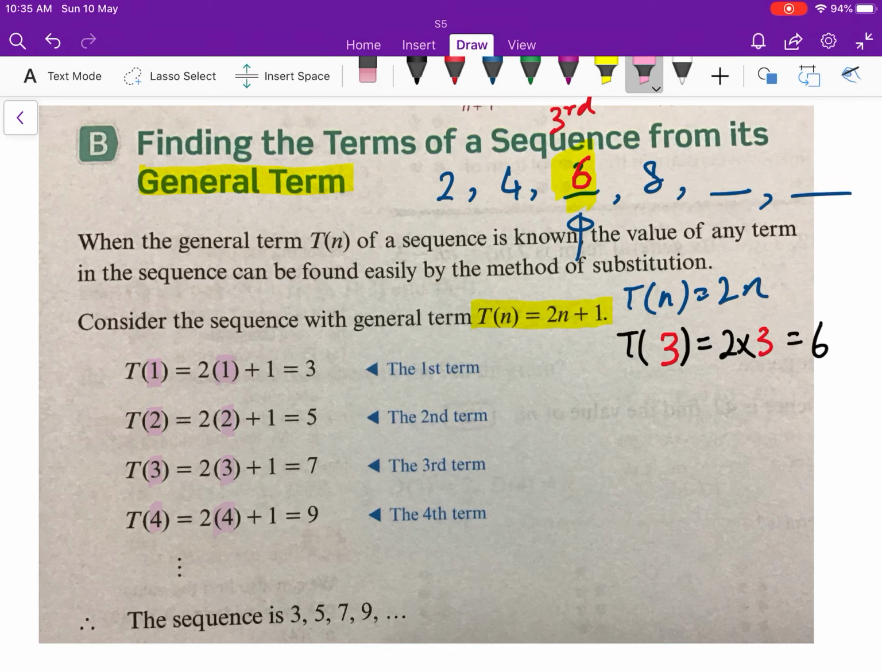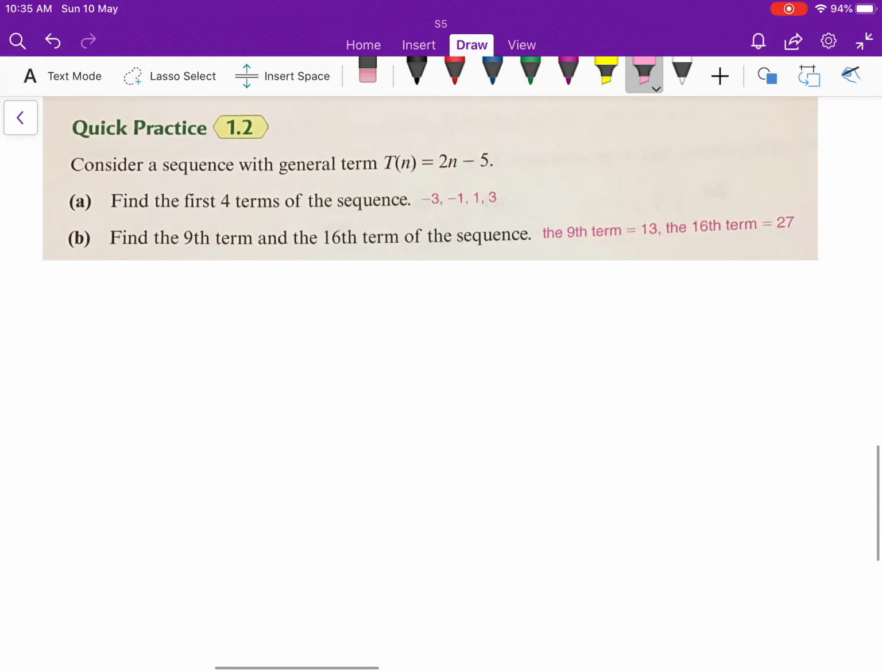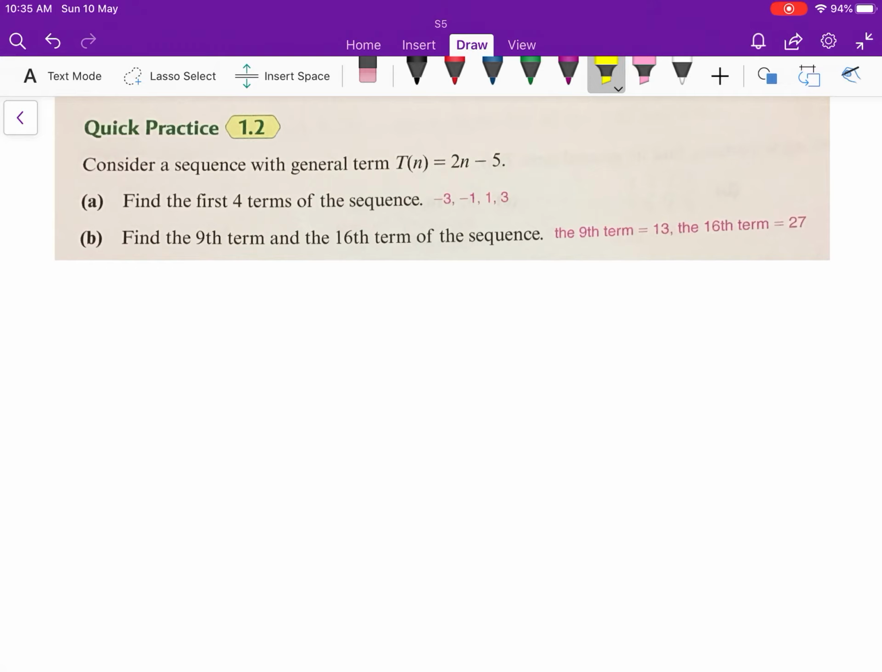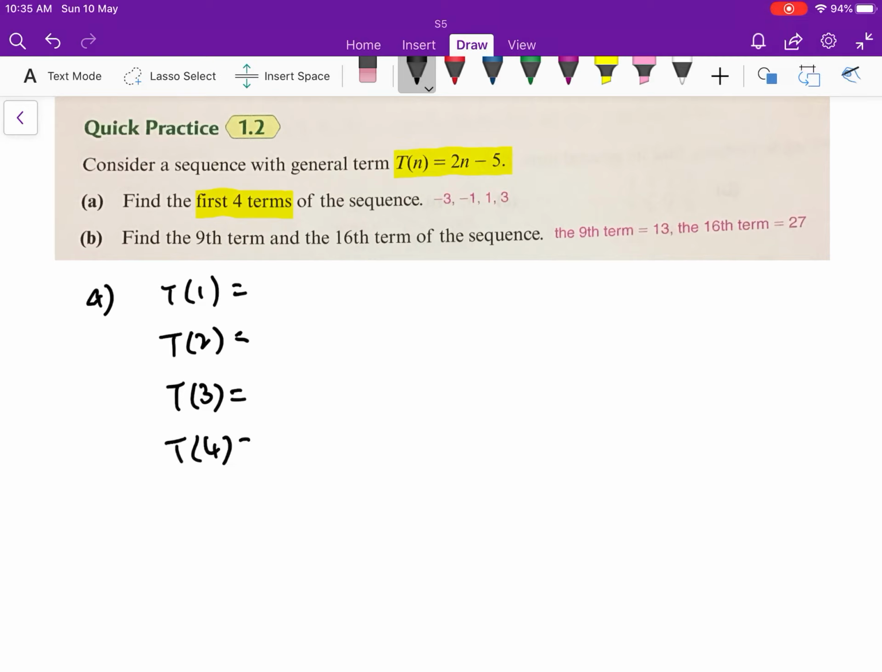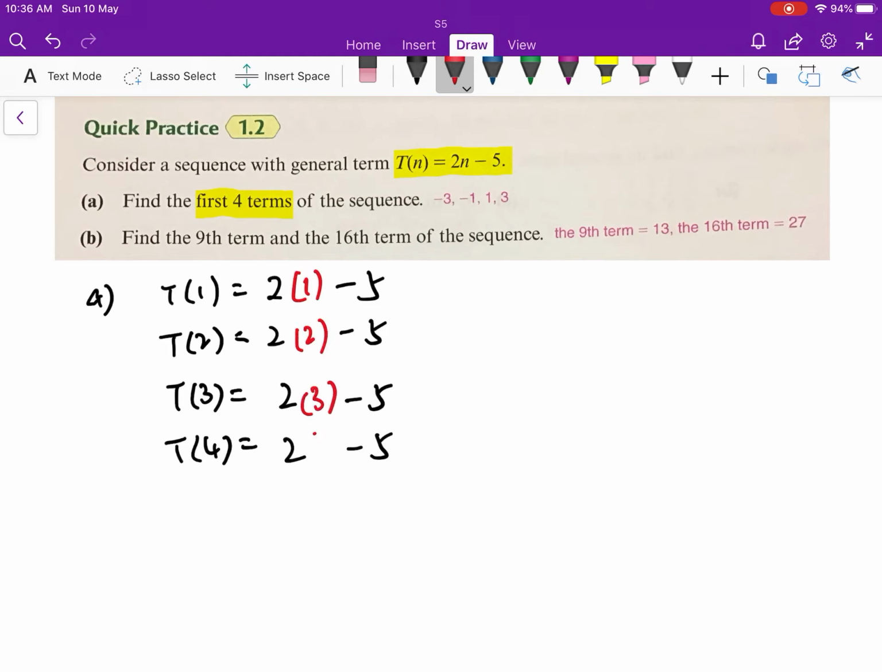If you are okay, let's do some quick practice to get familiar with it. Take a look at quick practice 1.2. Here we have a general term, Tn = 2n - 5. The question asks you to find the first 4 terms. What we need to do is the substitution. What is T1, T2, T3, T4? Everything stays the same, just the n needs to change. When n equals 1, 2, 3, 4, do all the substitutions and calculate the final answer.